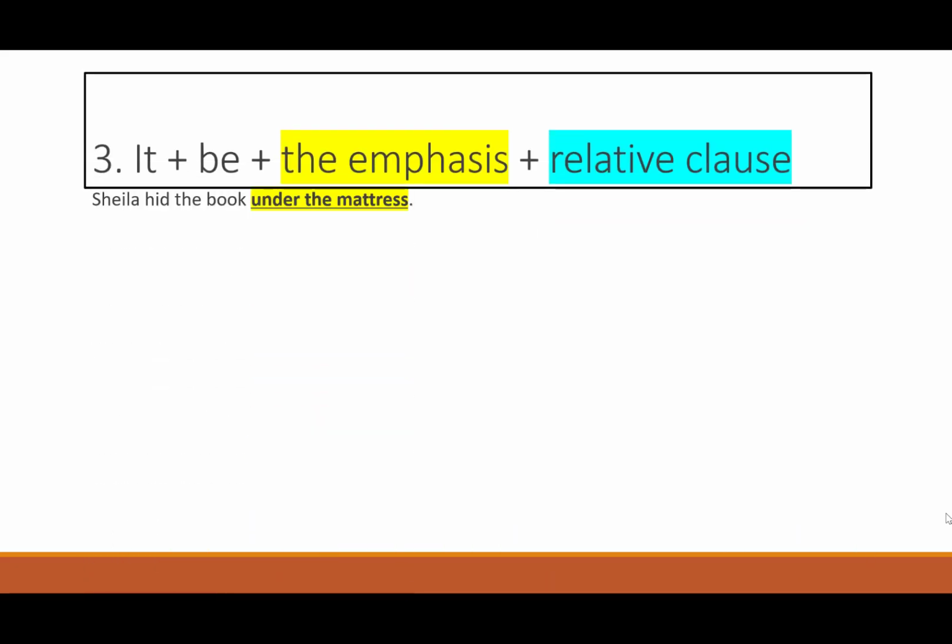Next, third example. Sheila hid the book under the mattress. We would like to stress on the under the mattress. It becomes, it was under the mattress where Sheila hid the book. We have to use where because under the mattress is a place, a position of the book.